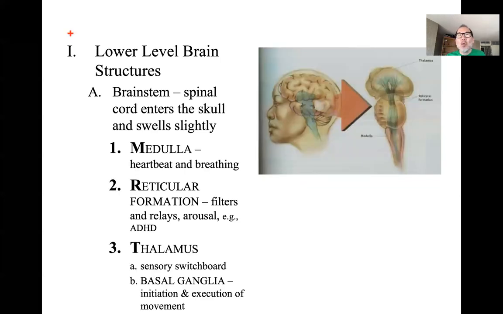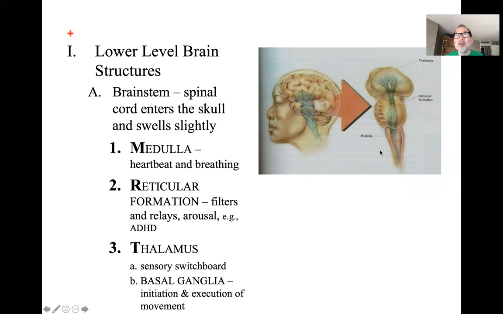Now, if we look at the lower level brain structures, let's start off with the brain. What we'll be focusing in on will be the brain stem. The brain stem is that area which arises from the spinal column and enters the brain. And you can see it almost looks like a mini brain within the larger brain.